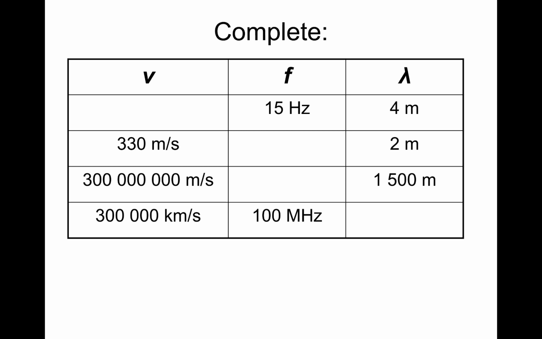If you want to pause and find out the missing information. You don't have to write the table, you can do if you wish, or you can treat it as just 4 different questions and show your working out. So the first one, wave speed is frequency times wavelength, so 15 times 4, which gives us 60 meters per second.